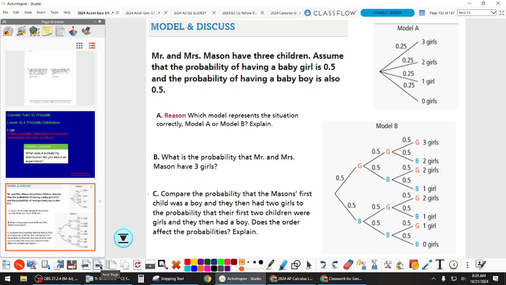Alright, so Mr. and Mrs. Mason have 3 children. Assume the probability of having a girl is 0.5 and a boy is 0.5. Okay. Which model represents the situation correctly, A or B? So don't shout this out, just kind of look at it for a moment.